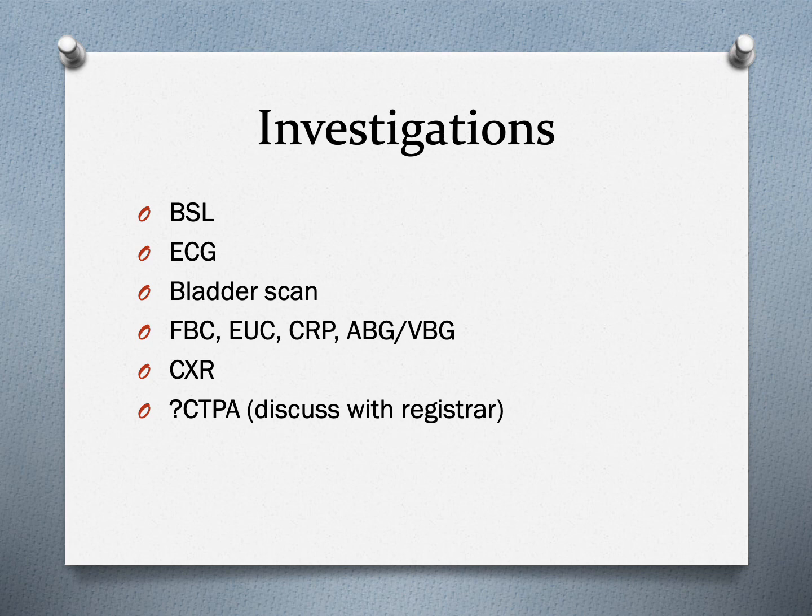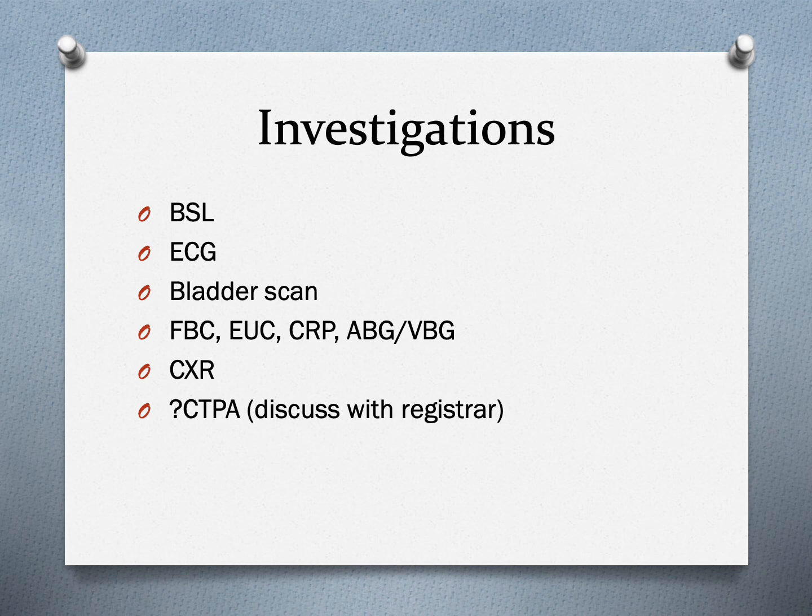Investigations. So again, same thing: bedside, bloods, and any cultures or imaging. So bedside tests for him would be a blood sugar, an ECG, and a bladder scan. And I think that a bladder scan is really important for you to assess for urinary retention because you can estimate the amount that's in the bladder and therefore pretty clearly determine whether they're in retention. For the bloods for him, I would do a full blood count, EUC, CRP.